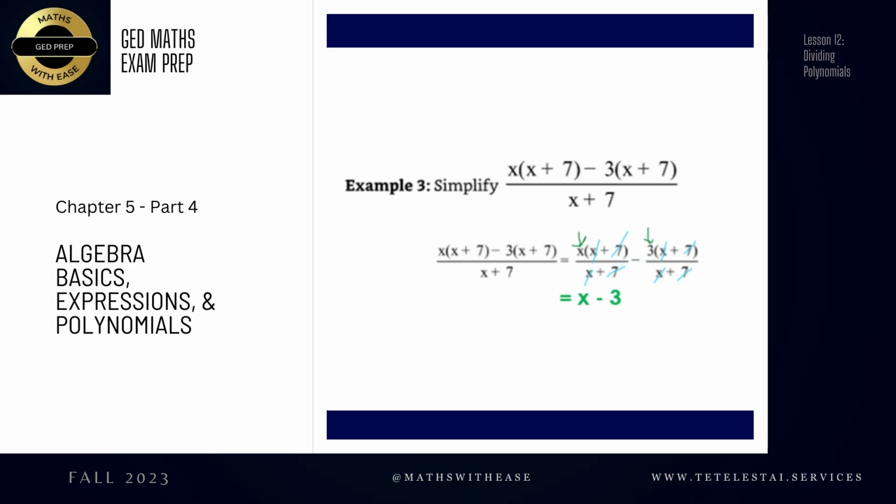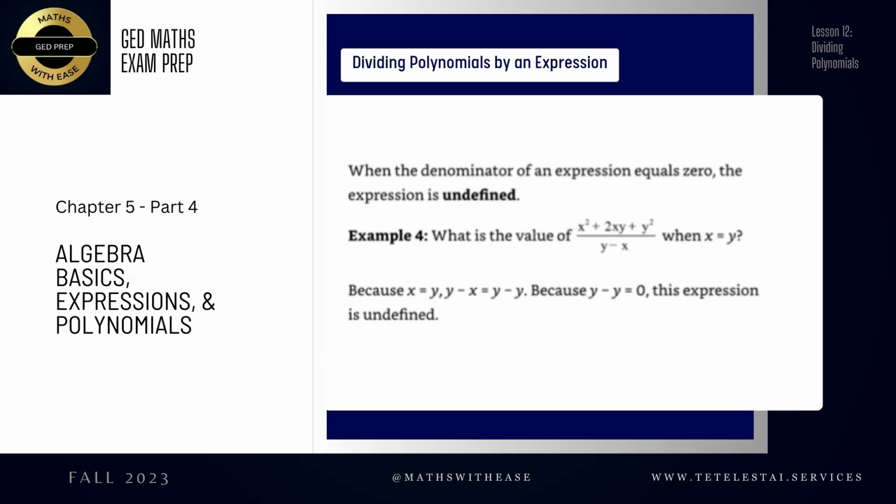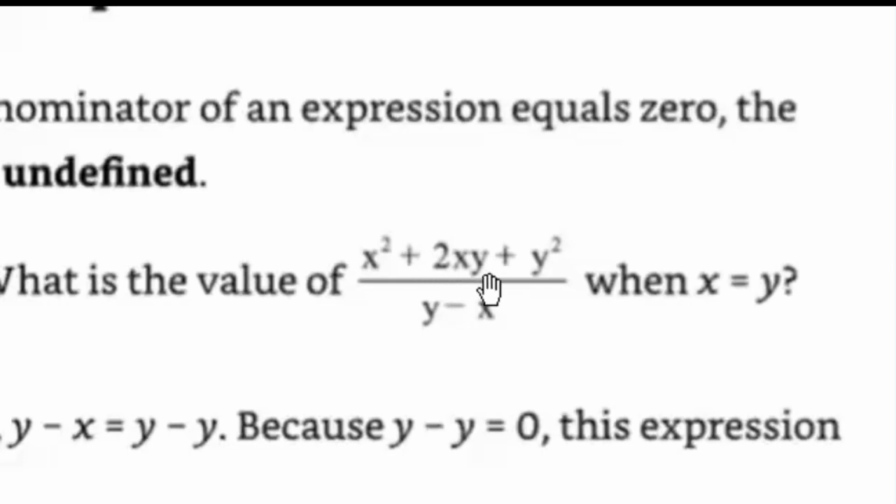The final concept that we're going to look at today is undefined expressions. So when the denominator of an expression equals 0, the expression is undefined. It's known as undefined. So in this example, we're told to find the value, let me zoom in, of x squared plus 2xy plus y squared divided by y minus x when x equals y. So essentially, here we're being told that everywhere you see x, you're going to replace it with y.